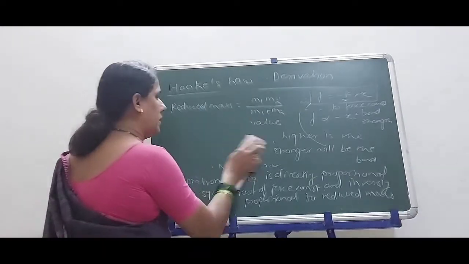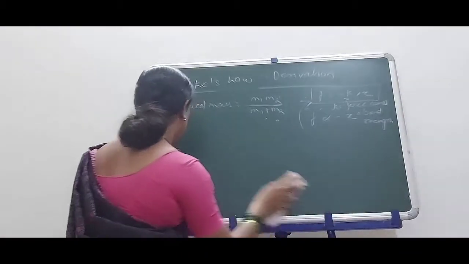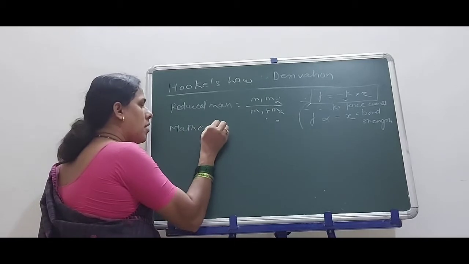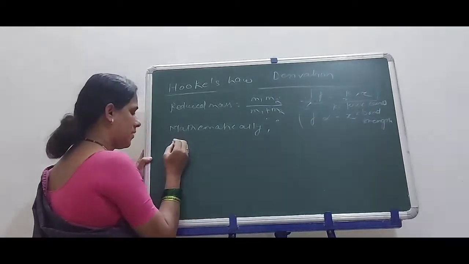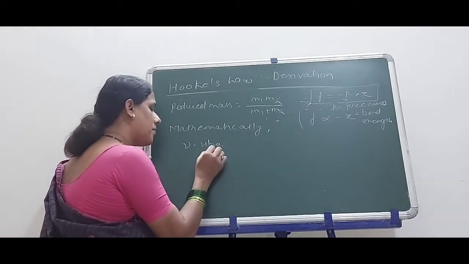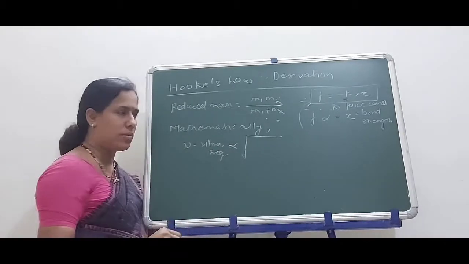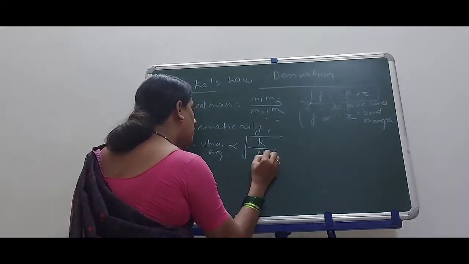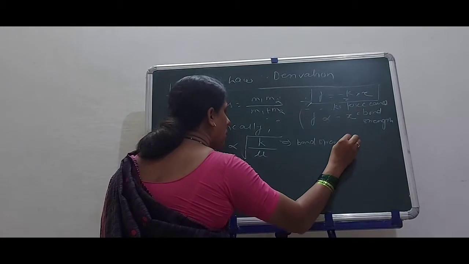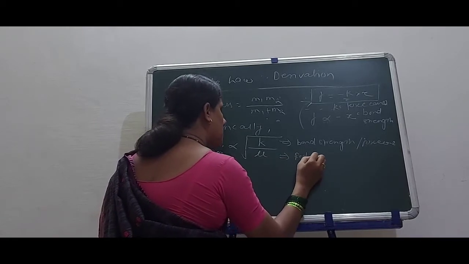Now mathematically it can be represented as: vibrational frequency, represented by nu, is proportional to the square root of K upon mu, where K is called the bond strength or force constant and mu is called the reduced mass.